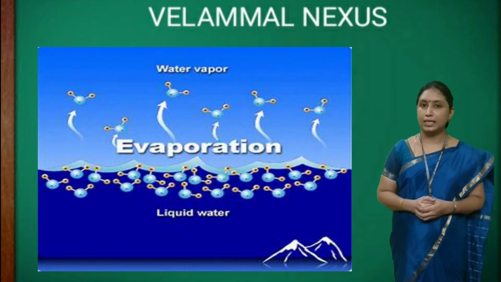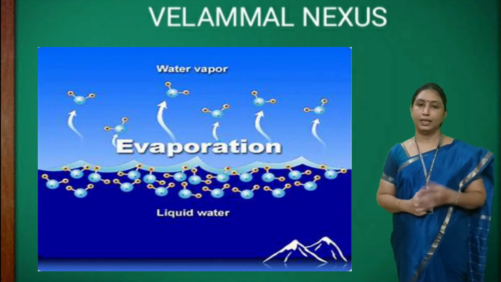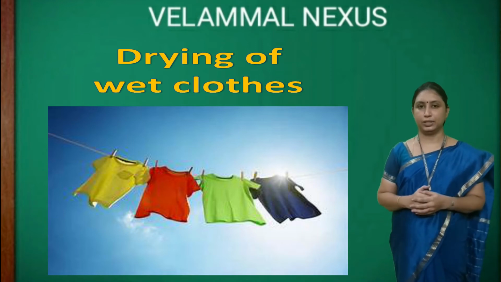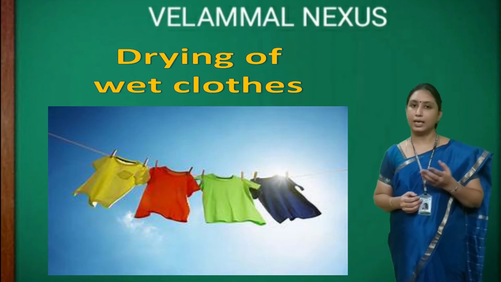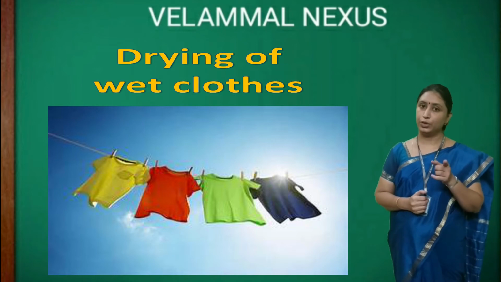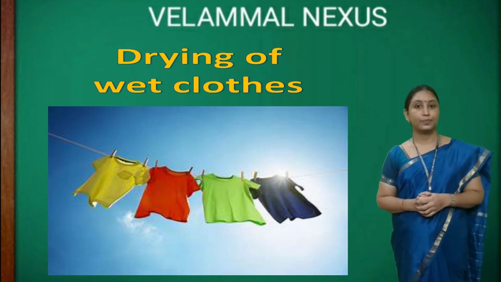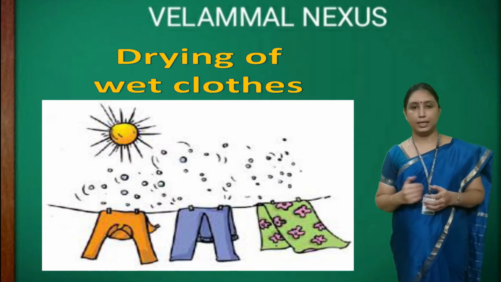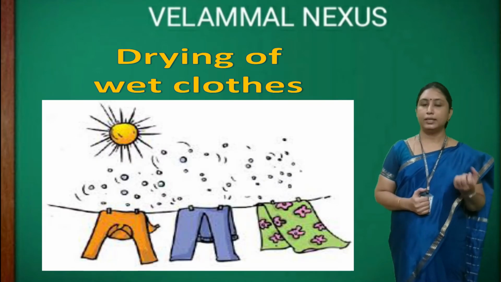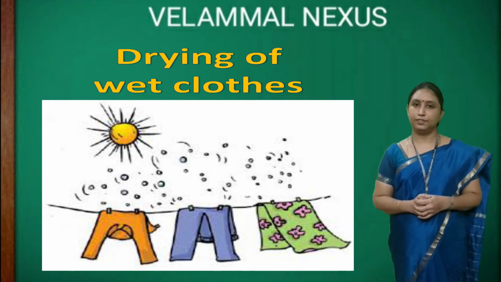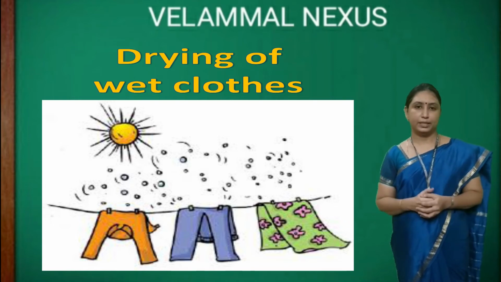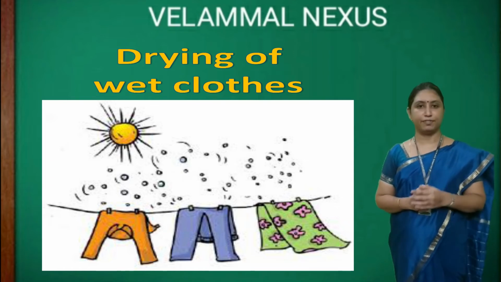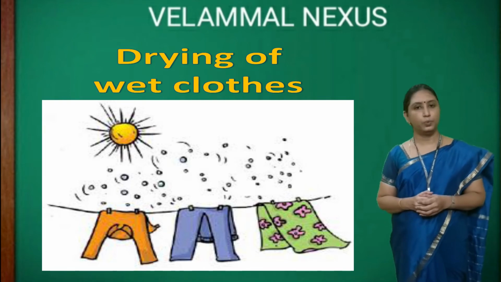Evaporation commonly occurs in our day-to-day life. Let us see some examples. The best example for evaporation is drying of wet clothes under sun. Children, do you help your mom in drying clothes? Yes, I know you will do. When wet clothes are put under sun, the water in wet clothes absorbs heat energy from sun and gets evaporated, making the clothes dry. That's why, children, clothes dry faster in summer than in winter.